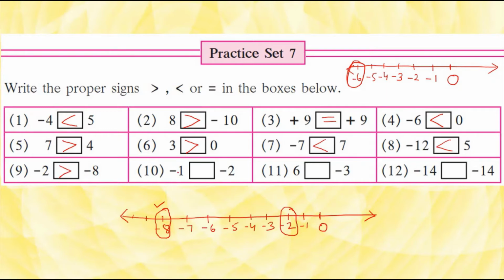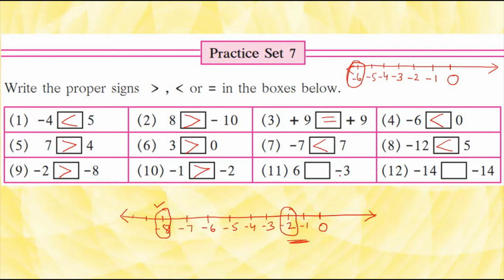Similarly, the tenth sum, -1 and -2. If you observe the same number line again, we have -1, and then on the left hand side of -1 we have -2, which means -1 is a greater number.